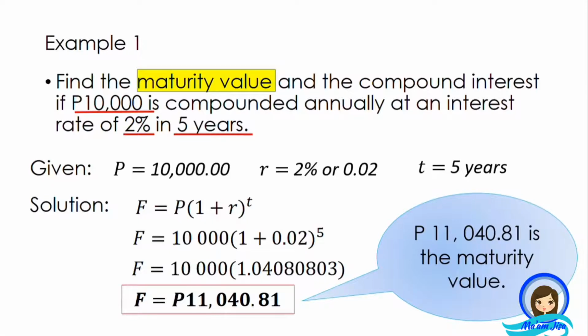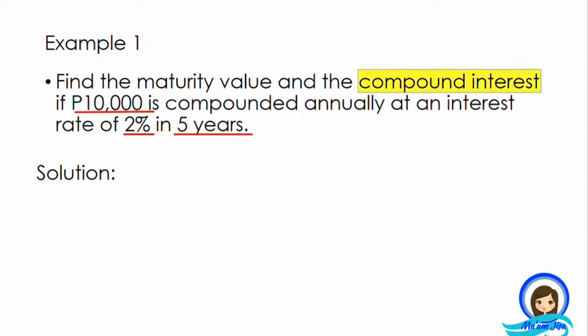Since we are done with the maturity value, we will now solve for the compound interest. So to solve for the compound interest, just subtract the future value that we have computed earlier and the principal.